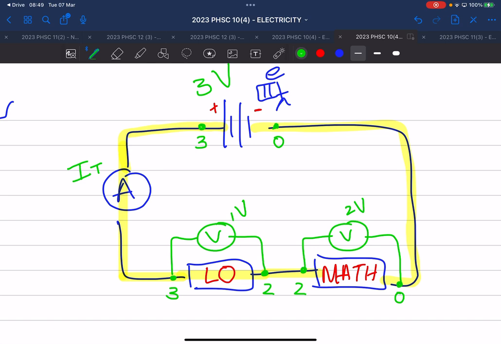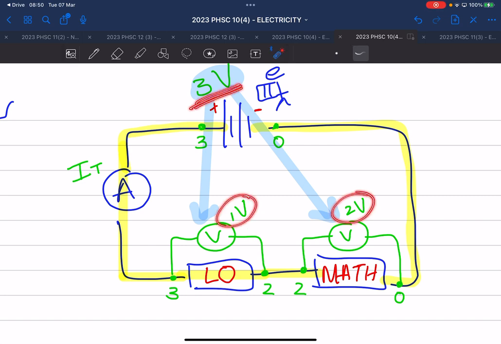So you can see there, the current, the number of men, they're not split up anywhere in the circuit. They go round and round. But what did split up? Our sandwiches. I packed so many sandwiches for that, so many for that. So the sandwiches, the volts, the energy, that does split up. So our volts are 3 volts. Some of it goes there and some of it goes there. So 1 plus 2 gives me 3 volts.